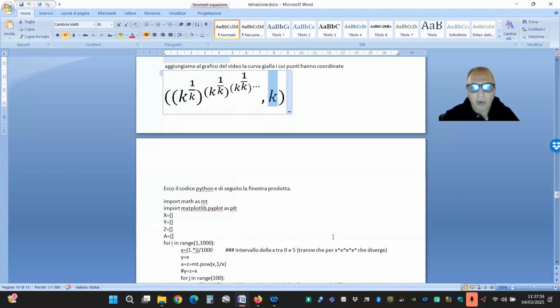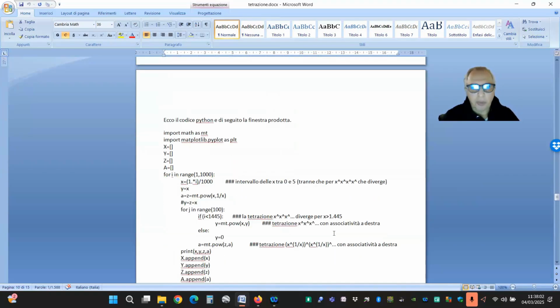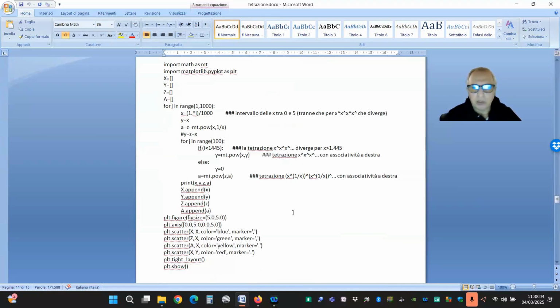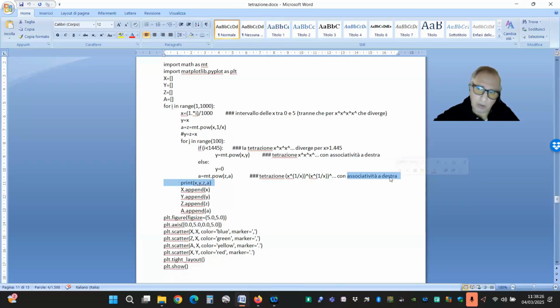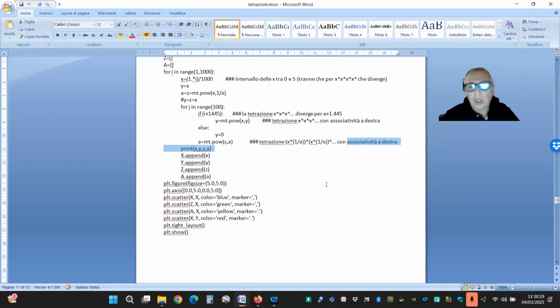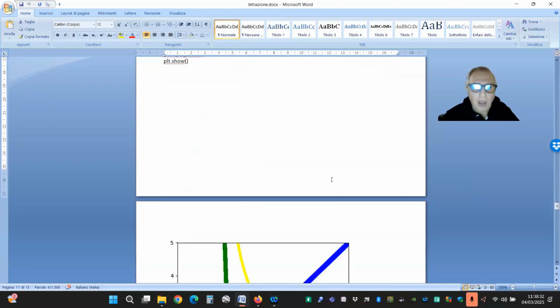So let's look at the code, which is basically the same as the previous one. It's complete. There are no more comments because they've been used. The most important thing to note is this calculation here, which is equivalent to calculating the tetration at the point x raised to 1 over k, k raised to 1 over k, but in this case, x raised to 1 over x. Always with right associativity, always starting from the exponent towards the left.